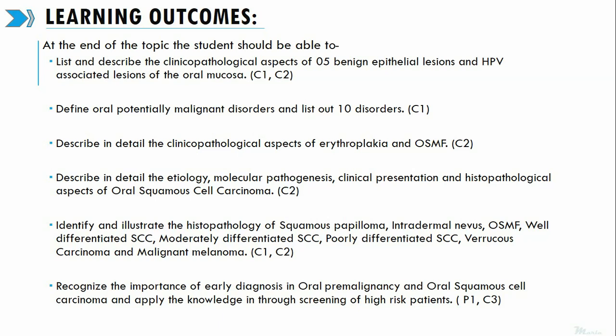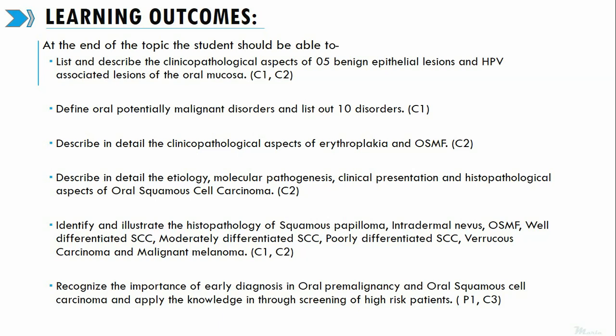We should be able to define oral potentially malignant disorders and list out at least 10 such disorders. We should describe in detail the clinico-pathological aspects of erythroplakia and oral submucous fibrosis. We should describe in detail the etiology, molecular pathogenesis, clinical presentation and histopathological aspects of oral squamous cell carcinoma.